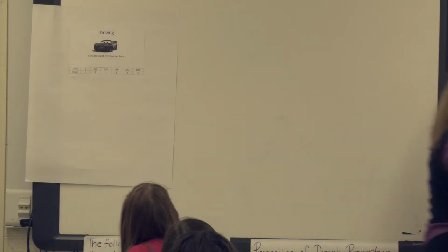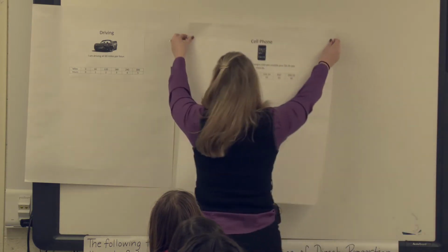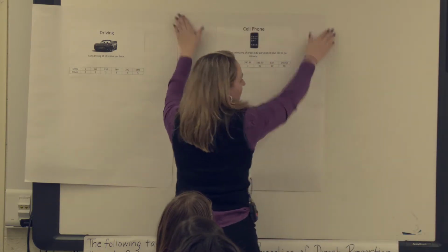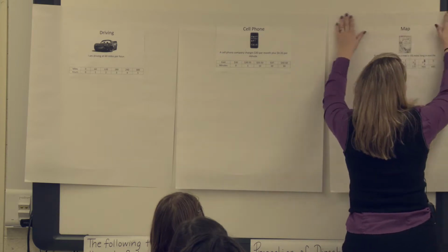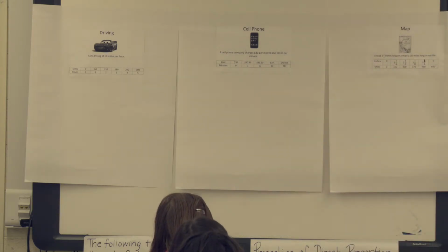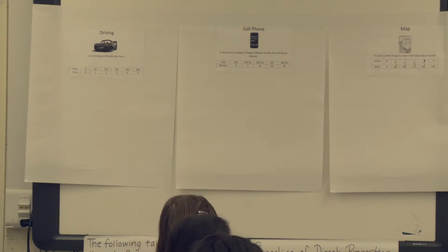We're going to look at a situation about driving. We're going to look at a situation about cell phones. We're going to look at a situation about a map. We're going to look at a situation about a toaster. I'm going to cover up our core math idea right now, but we'll come back to it. We're going to look at a situation about a smoothie. And then our last situation is going to be about the internet. Okay?